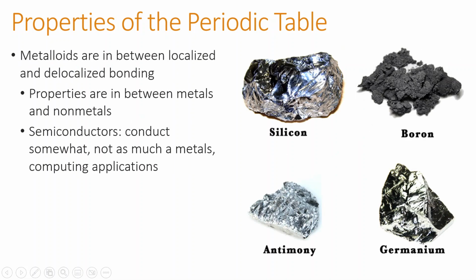Now, metalloids. These are in between metals and nonmetals, and they have properties that are in between metals and nonmetals. This is because we have a combination of localized and delocalized bonding. So these are very useful as semiconductors. They're good at conducting, but not as well as metals. So that has a lot of applications with computers. Anything that has a microchip in it has some metalloids in it.